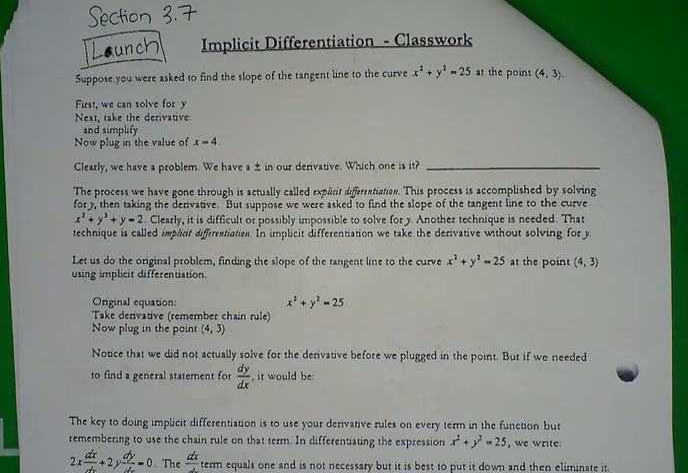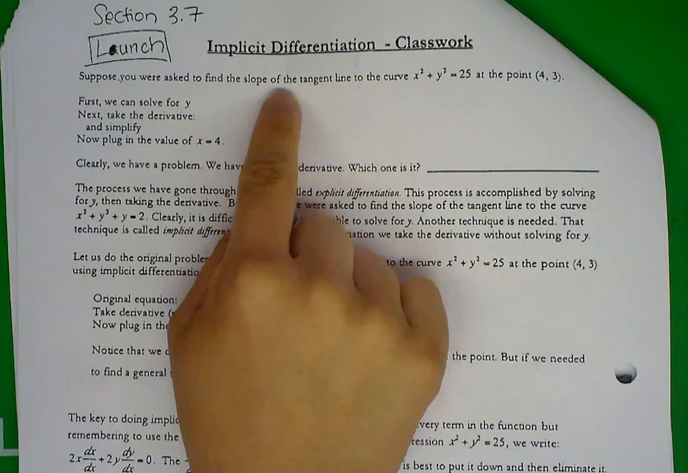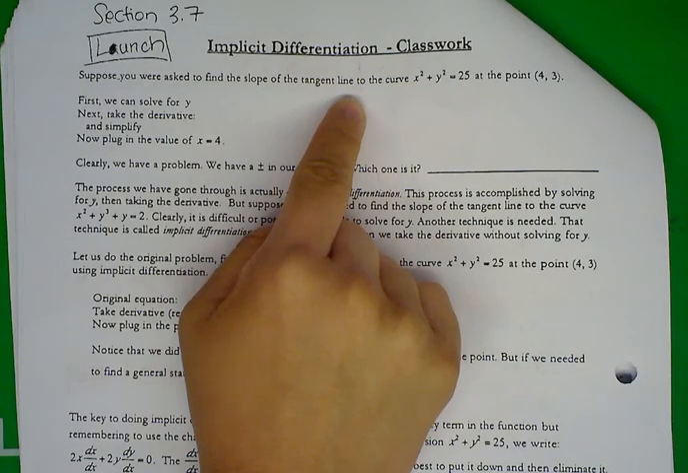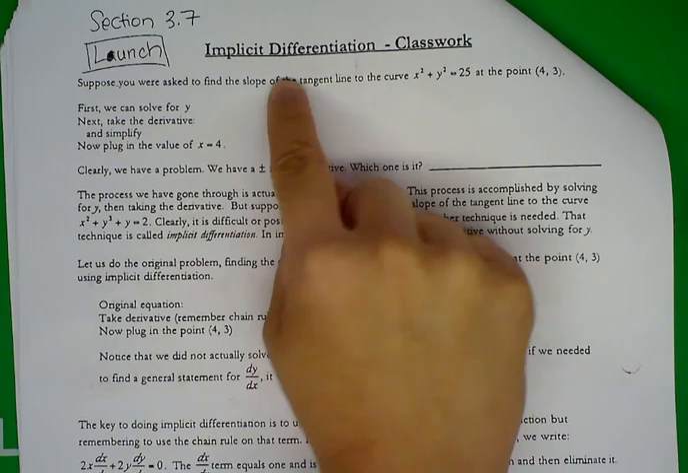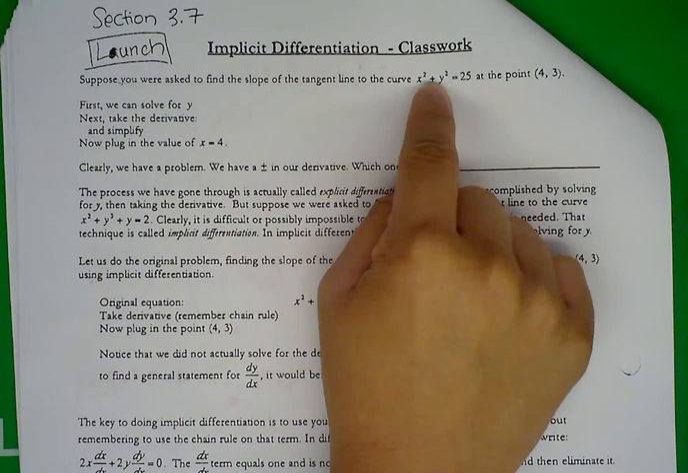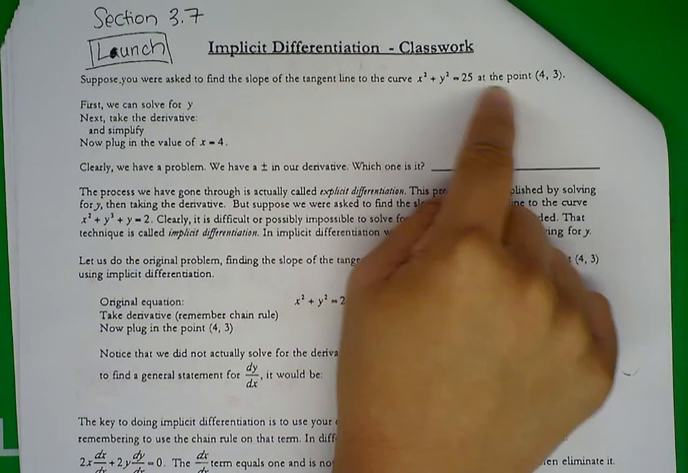Suppose you are asked to find the slope of the tangent line. We know how to find the slope of a tangent, right? It's the derivative. The derivative gives us the slope of the tangent. But what if they ask you to find the slope of the tangent to this curve at the point (4, 3)?